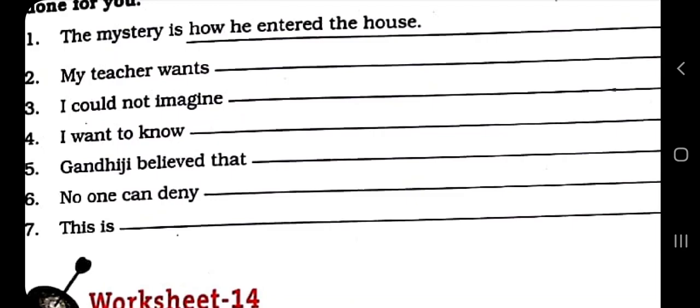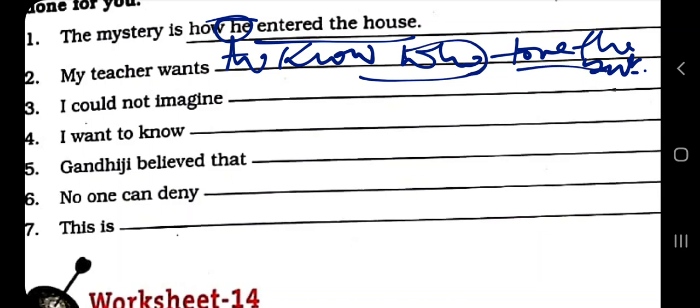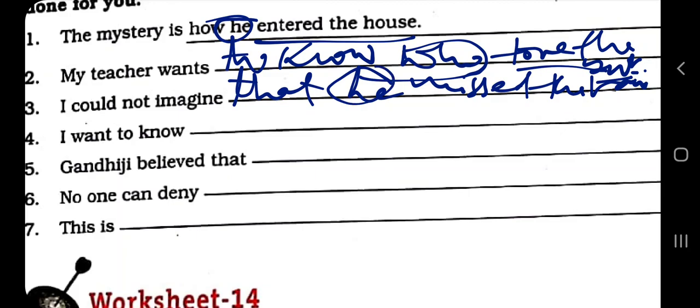Now you have to see that we have a subject and the predicate. Now my teacher wants to know who tore the book. Okay, so here is the subject and tore the book is the predicate. I could not imagine that he missed the train. You can form any sentence of your choice, but it must have a subject and predicate, that he missed the train or bus. Full stop. So here is the subject and the predicate.